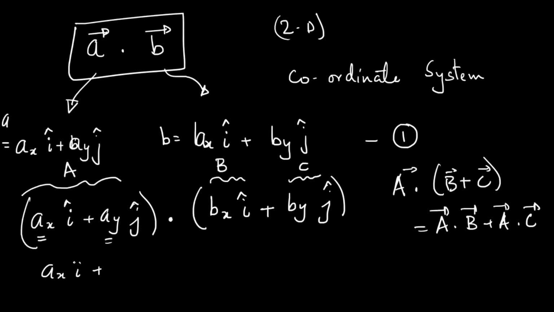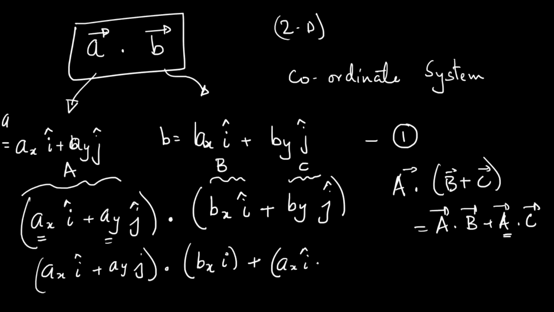AXi plus AYj dotted with BXi, plus the same thing again, A, which happens to be AXi plus AYj, dotted with C. C is, according to me, this vector called BYj. I hope this is clear enough, because I'm going to continue from here on the next page.